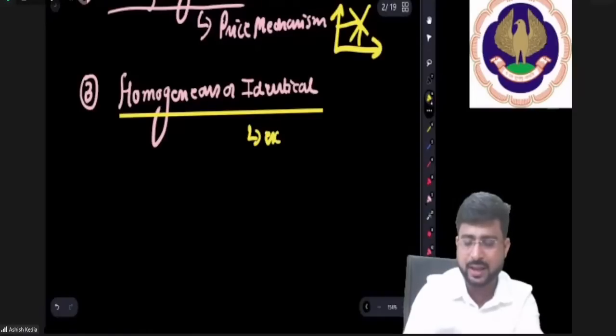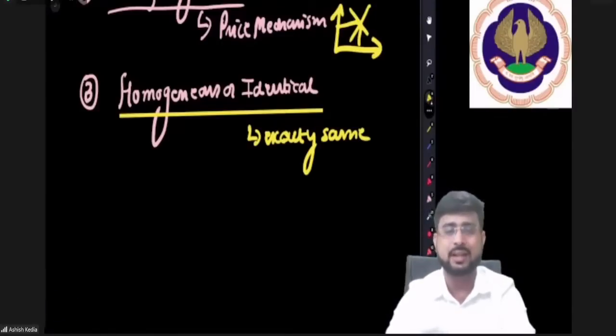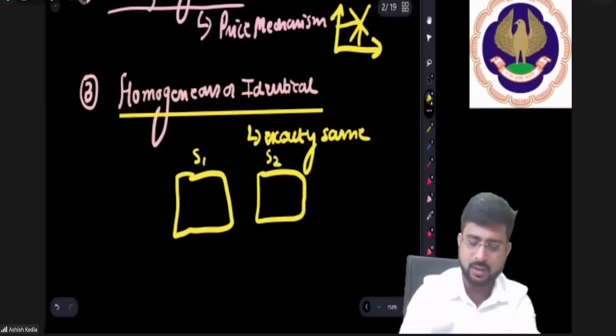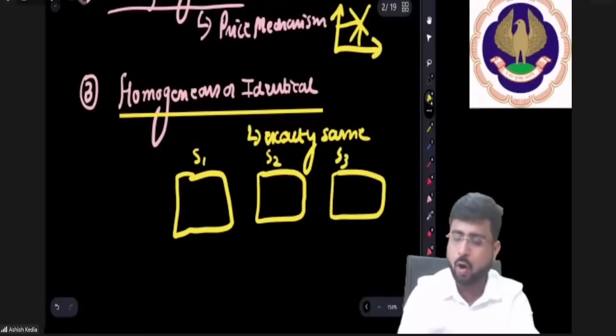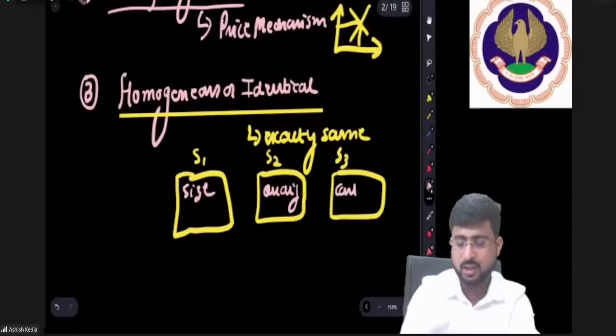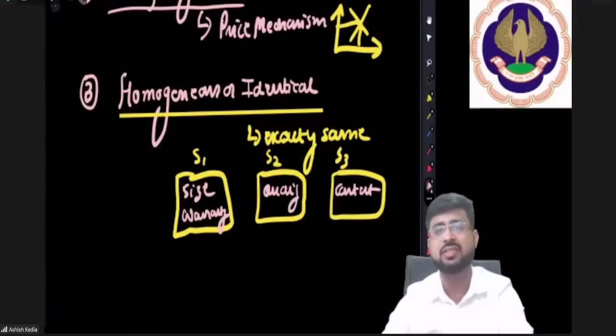Homogeneous products are the ones which are exactly the same. I mean, there is no difference between products sold by two different sellers. Suppose this is seller 1, this is seller 2, and this is seller 3. You know all the things regarding the product: the size, the quality, the content, the guarantee, the warranty. Every single thing is exactly the same.